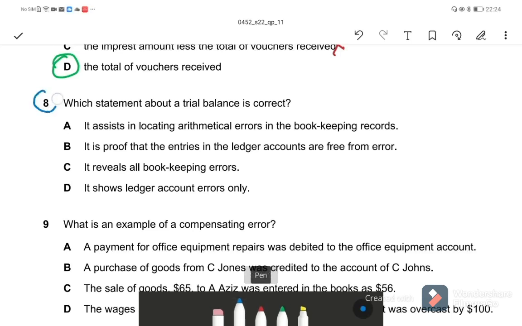Question number 8. Which statement about trial balance is correct? First one, it assists locating arithmetical errors in the bookkeeping records. The first one is correct. Let's see the remaining. It is a proof that entries in the ledger account are free from error. It reveals all bookkeeping errors. It shows ledger account errors only. The perfect answer is option A.